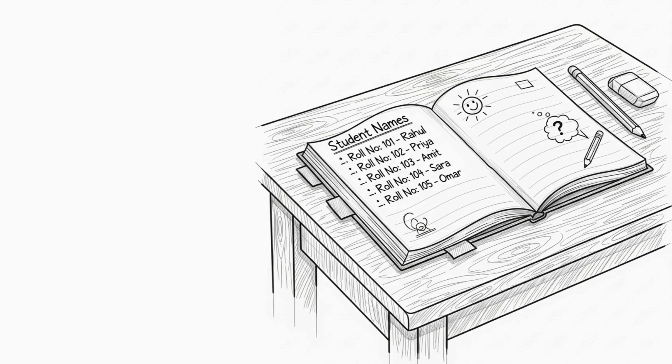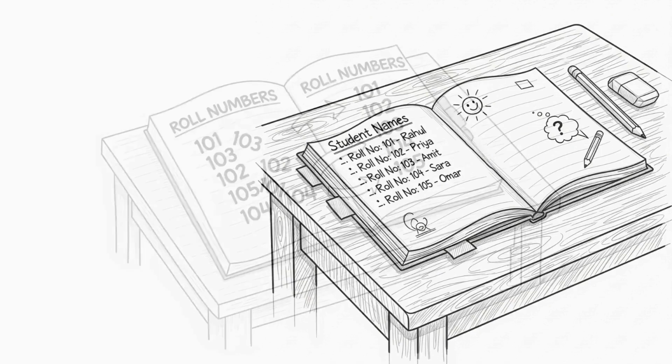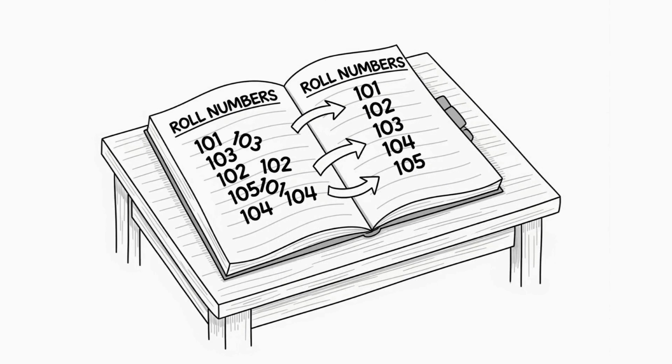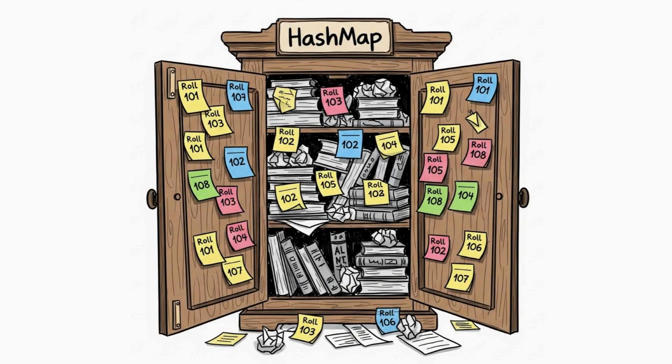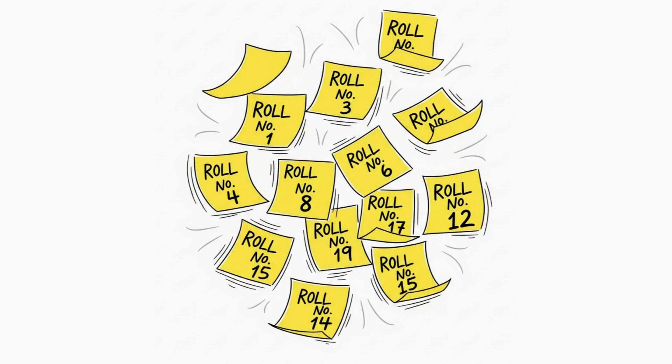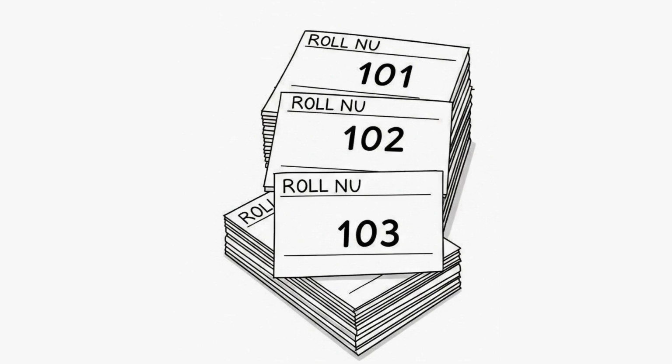Welcome back. Now imagine you are storing student information like roll numbers and names. You don't just want to store them, you also want them to be automatically sorted by roll numbers. If we used a hash map, yes, we could store key value pairs, but the order is unpredictable. Sometimes you will see 102 first, sometimes 101, depending on hashing. That's where TreeMap comes in. It stores everything in key value pairs, but also keeps the keys sorted in ascending order automatically.